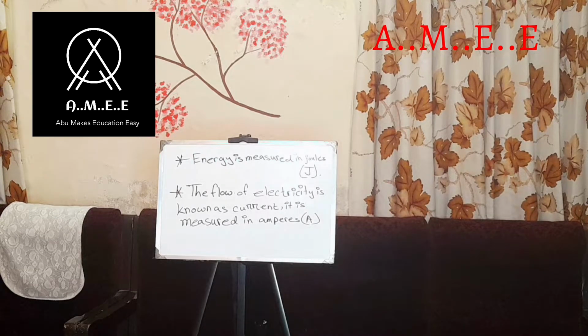The flow of electricity is known as current, comma. It is measured in amperes, capital letter A, full stop. I think this is enough time for you guys to write these two simple sentences.